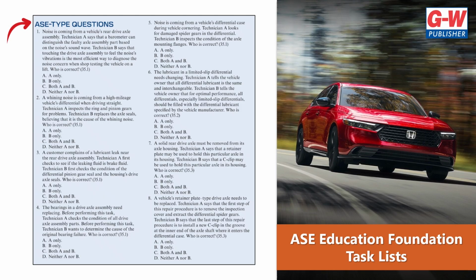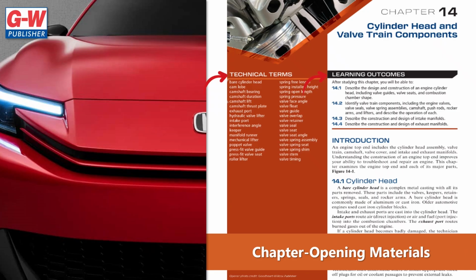Correlated to all three levels of the latest ASE Education Foundation task lists, MLR, AST, and MAST, the text details the construction, operation, diagnosis, service, and repair of late-model automobiles and light trucks. The introduction provides an overview and preview of the chapter content. Learning outcomes clearly identify the knowledge and skills to be obtained when the chapter is completed. These outcomes are labeled and correlated to related assessment elements to facilitate reporting and remediation.